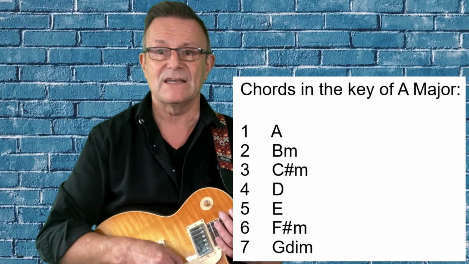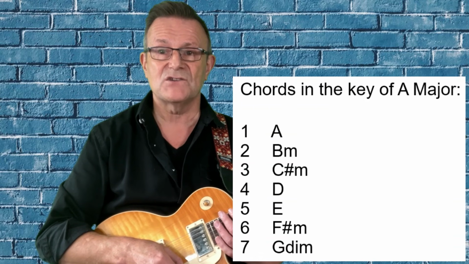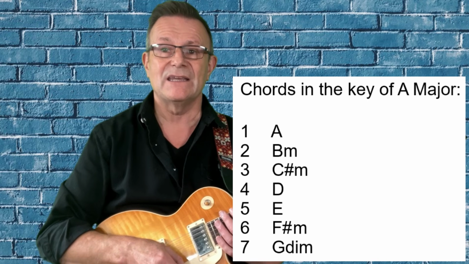Okay, now over this type of chord sequence there is one situation where I sometimes briefly use the minor pentatonic scale to add a bluesy twist before reverting back to the more melodic sounding major pentatonic, and I'll try and explain that now. So as this chord sequence is in the key of A major, let's look at the chords in that key. They are A, B minor, C sharp minor, D, E, F sharp minor and G diminished.